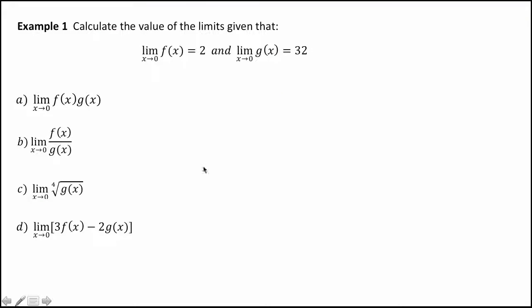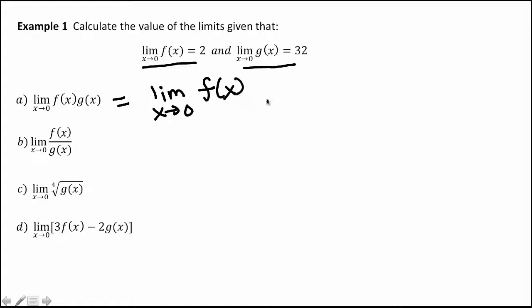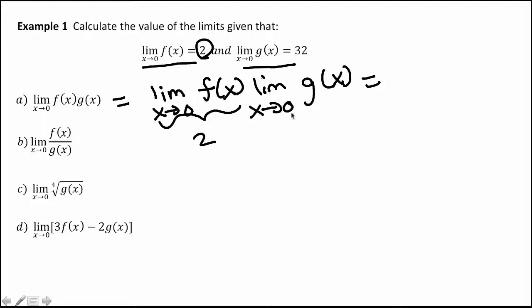So let's apply these properties in the following example. Okay, so they tell us that the limit of f of x is 2, and the limit of g of x is 32. So remember that the property is that if you take a product of functions, you can take the limit of those functions separately and then take the product of those limits. But what is this? This is simply just 2. And this is 32. So therefore we can say this is 2 times 32, which is 64.